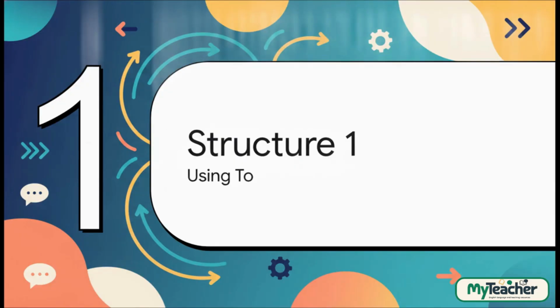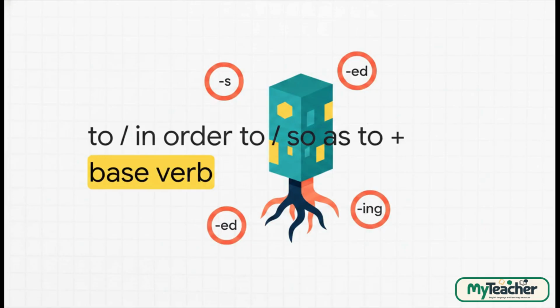Okay, let's jump into structure 1, using to and its friends. For this first way, you can use the word to, the phrase in order to, or so as to. And guess what? They all mean the exact same thing. But here is the trick. They must be followed directly by a base verb. Now, what's a base verb? It's just a verb with absolutely no changes. No S at the end, no ED, no ING, just the basic word.